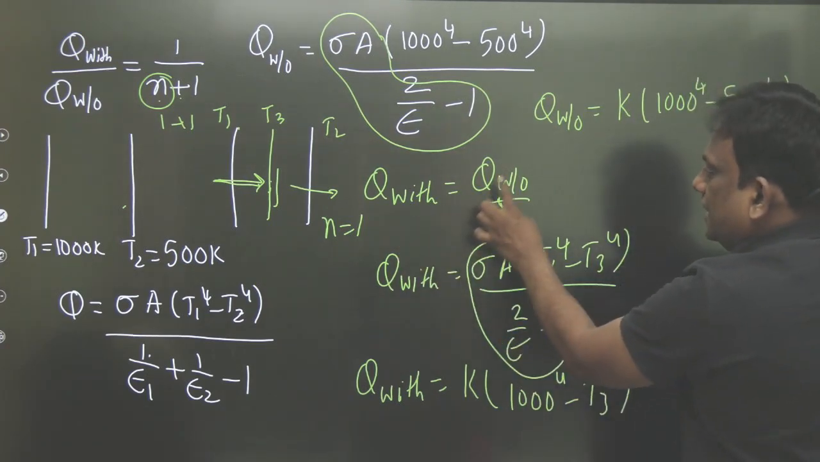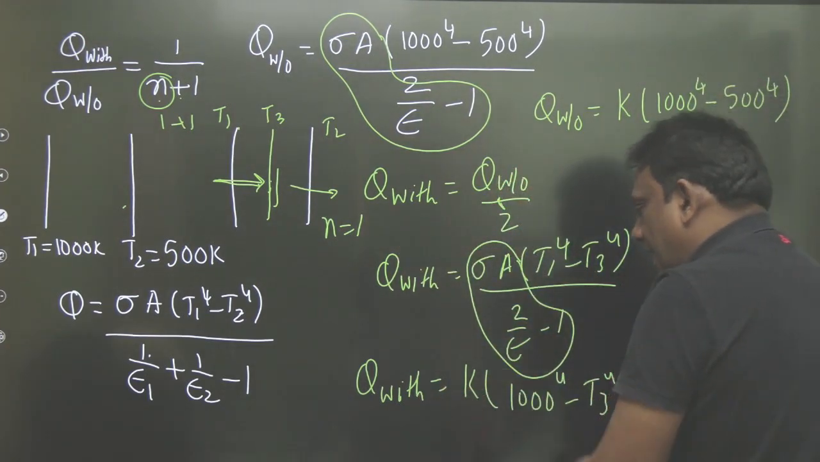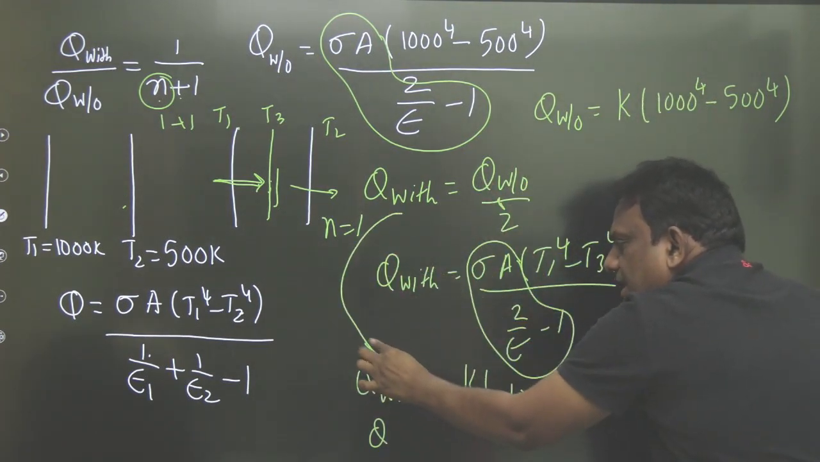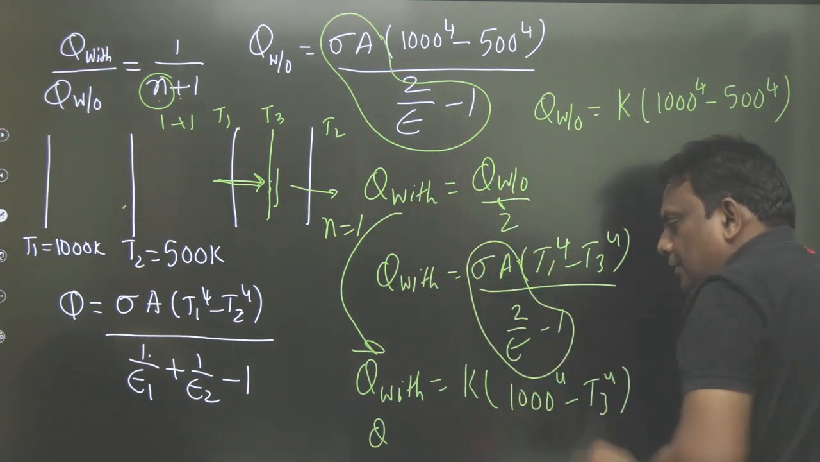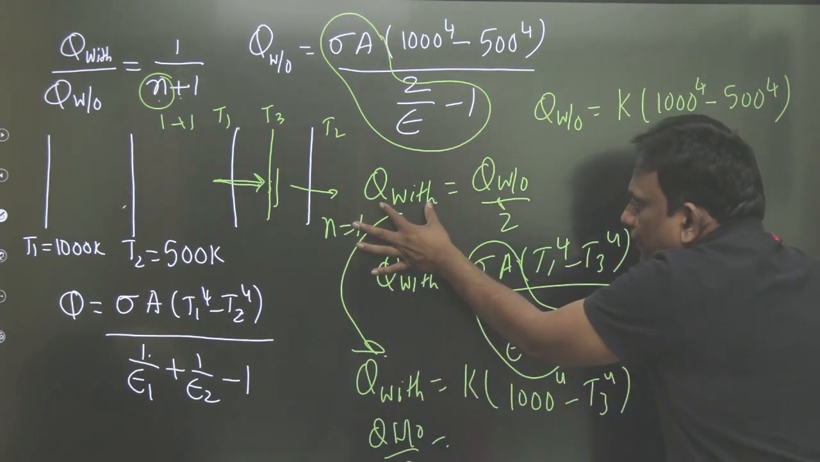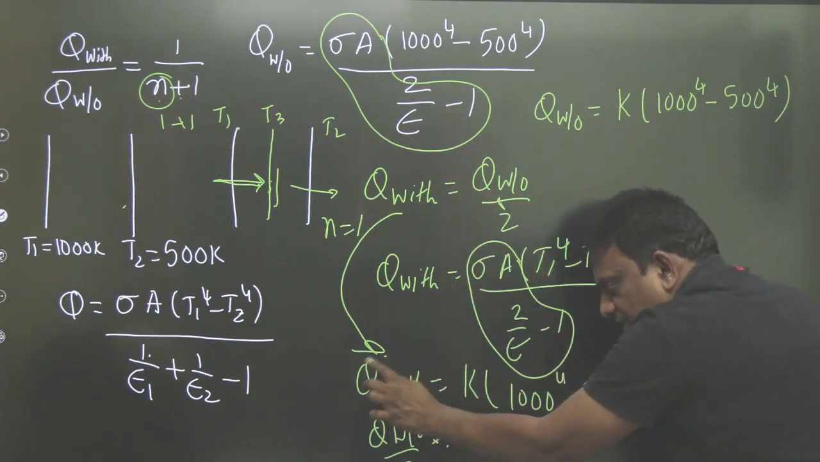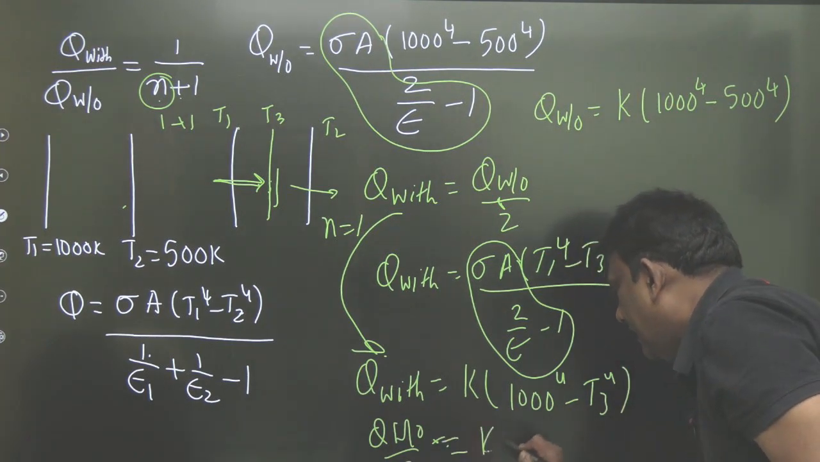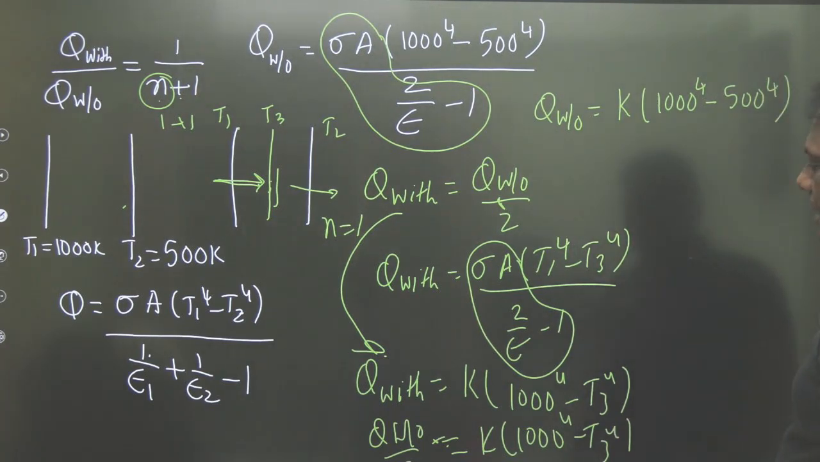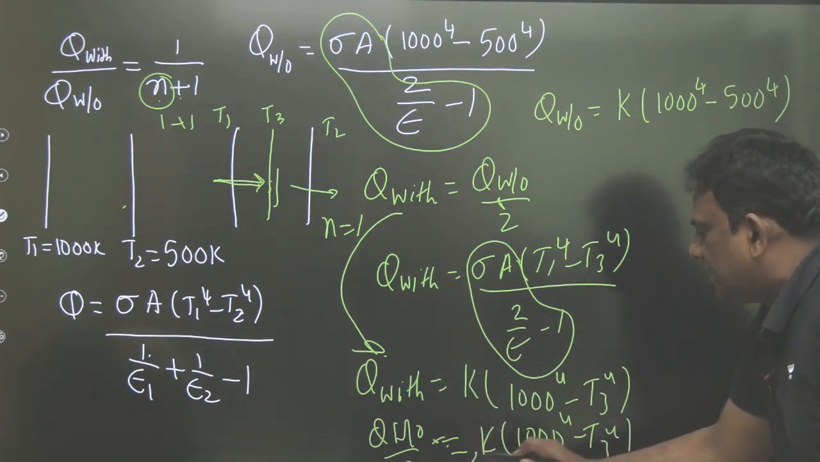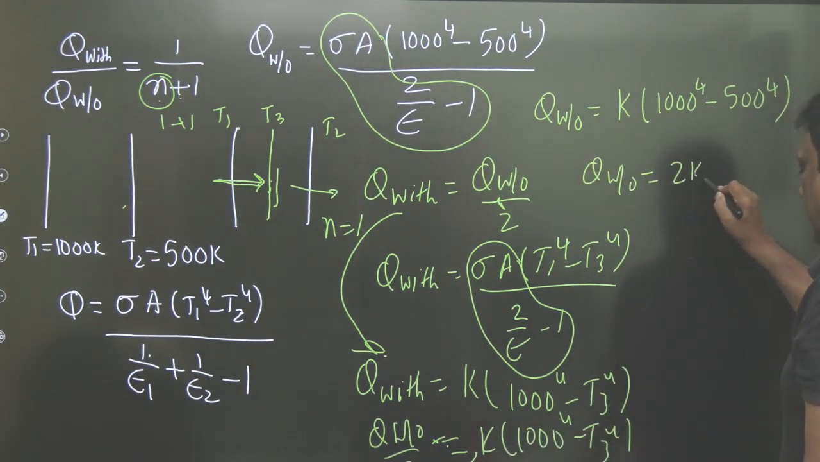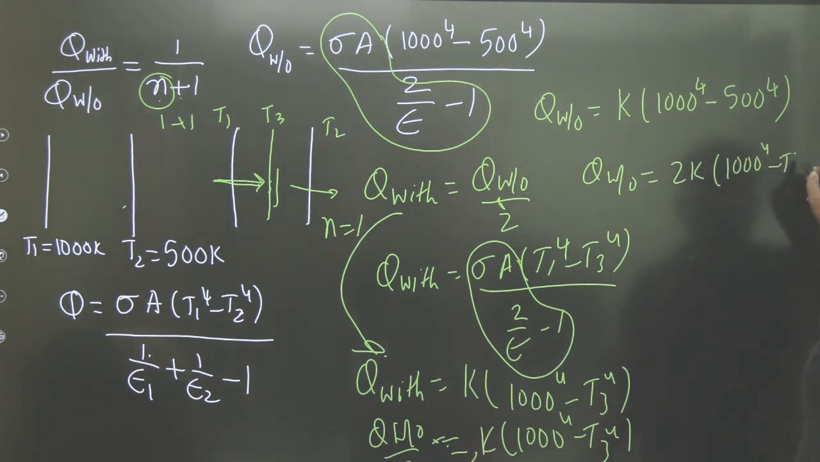But what is heat transfer with shield? It is heat transfer without shield by 2. So heat transfer with shield is without shield by 2, which is equal to K into 1000 power 4 minus T3 power 4. No problem at all. Now, already you know, take this 2 to this side. So heat transfer without shield is equal to 2K into 1000 power 4 minus T3 power 4.